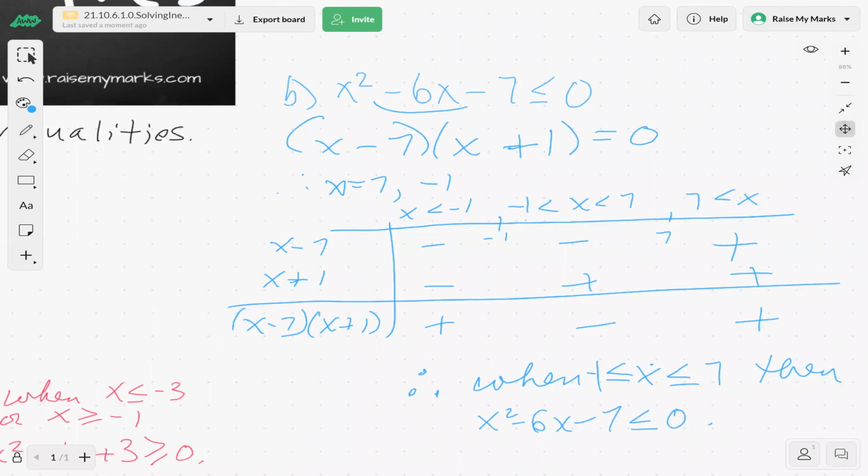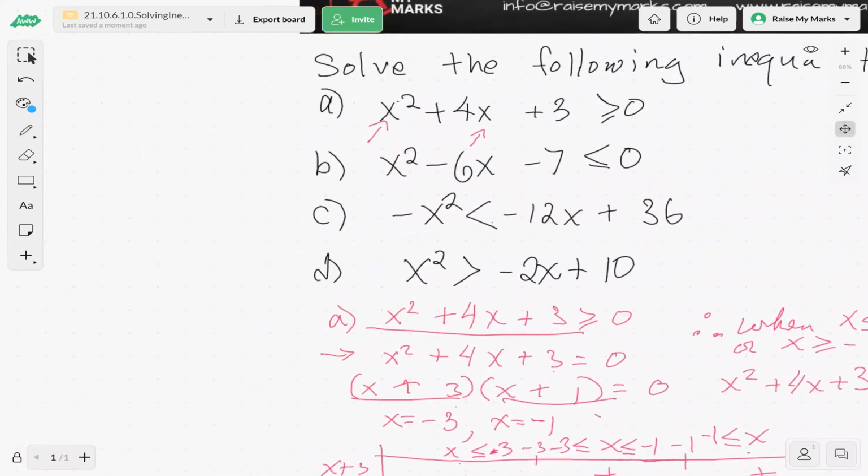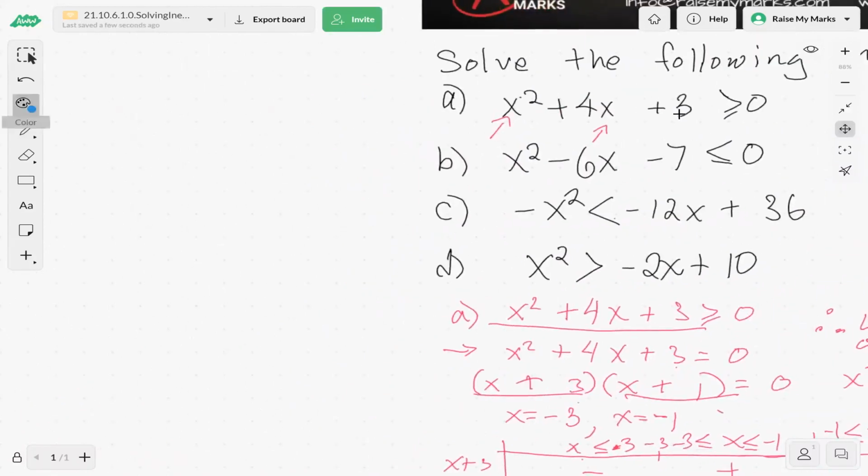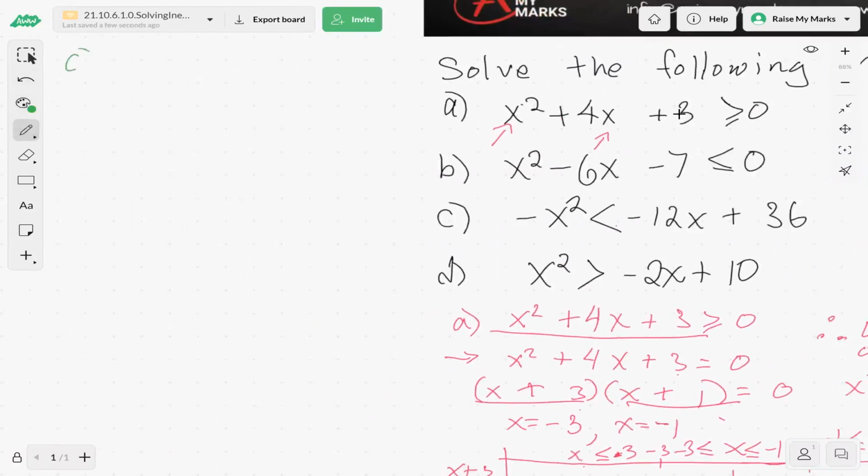Good. All right, so that takes care of the second one. Now C, let's scroll over to the left and do it here. Let's pick another color, a little bit green. All right, so C. Let's write it out. Negative x squared less than negative 12x plus 36.